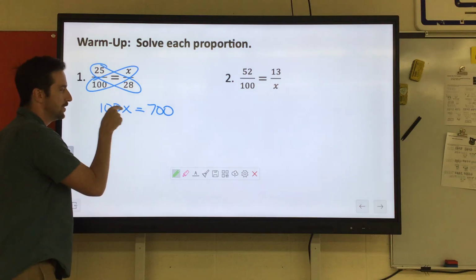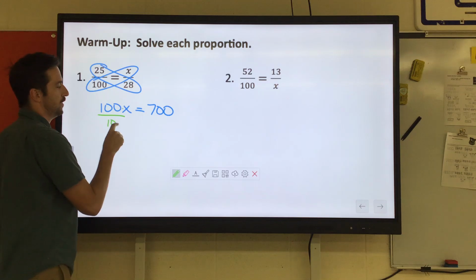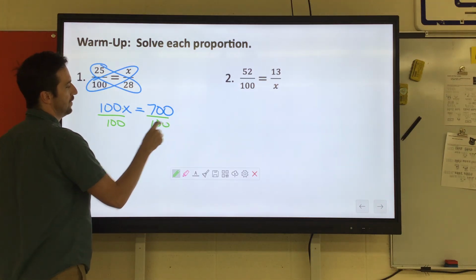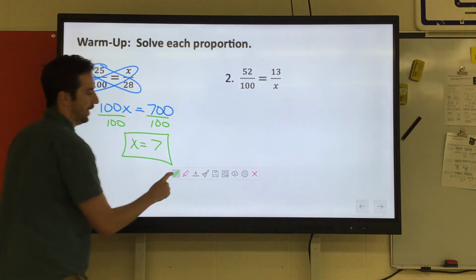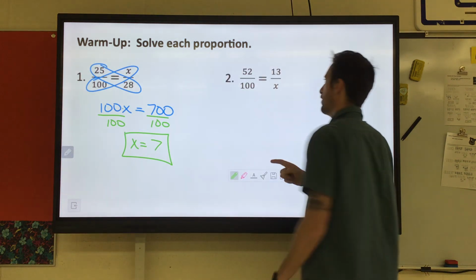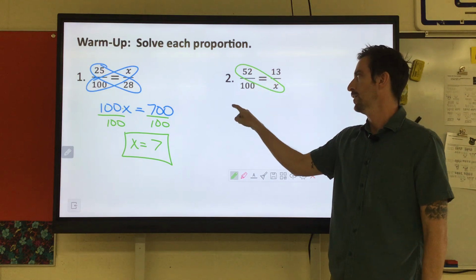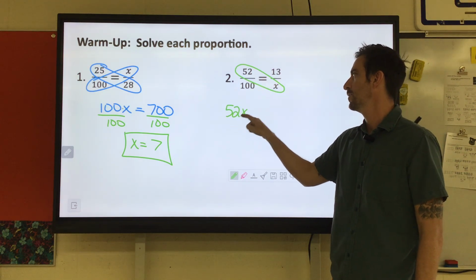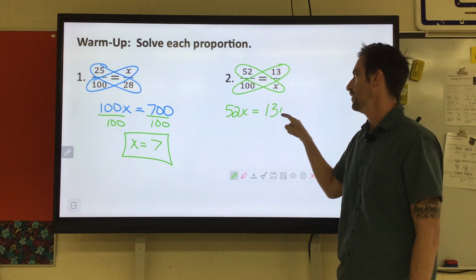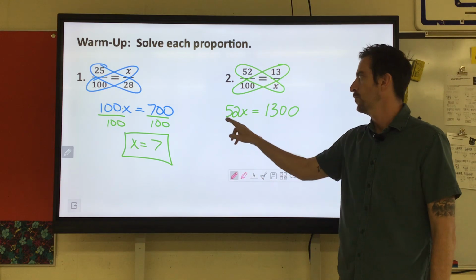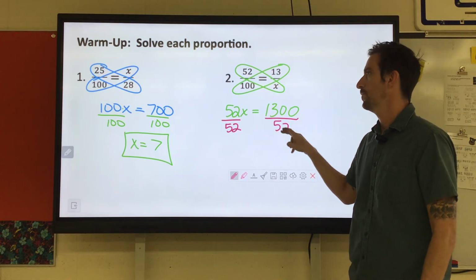That's 100 times x. So if you're trying to undo that multiplication, you would divide both sides by 100. And 700 divided by 100 is 7. Delightful. We come over here, we cross multiply. 52 times x is 52x equals 13 times 100 is 1300. Just like before, we'll divide by the 52 on both sides.